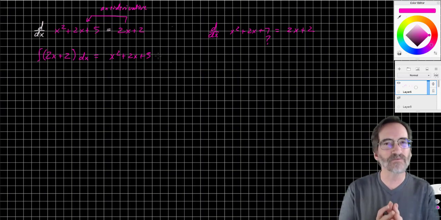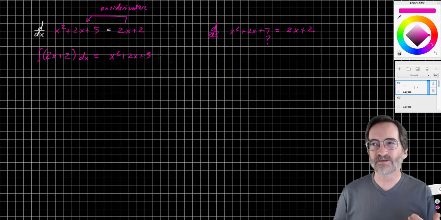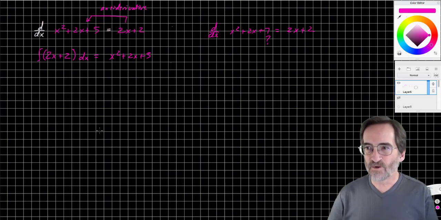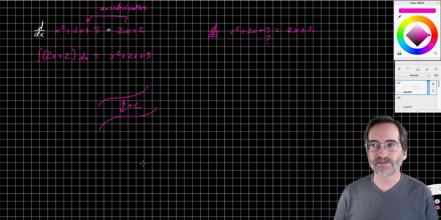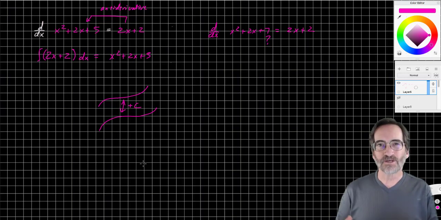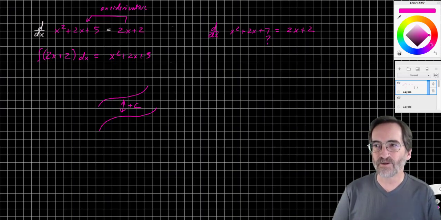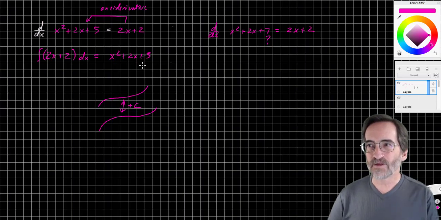Because remember what a derivative is. A derivative is telling me the slope of the function at any given point. So the slope of the function f is the same whether it's down here or up here. So if I add or subtract some constant, plus c or minus c, I do not change the derivative. I do not change the slope given the x value. So the same thing is true here.